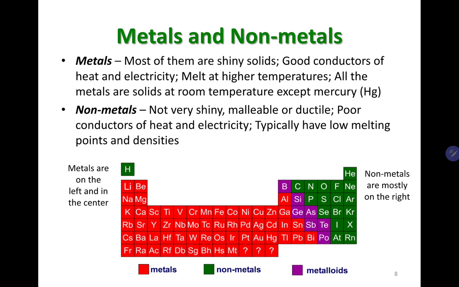And a few could be solids, things like carbon, phosphorus, sulfur, and iodine, selenium. Those are solids at room temperature. Of course noble gases are gases at room temperature. And then you actually have one liquid non-metal at room temperature. What is that? It is bromine. Bromine is the only liquid non-metal at room temperature.